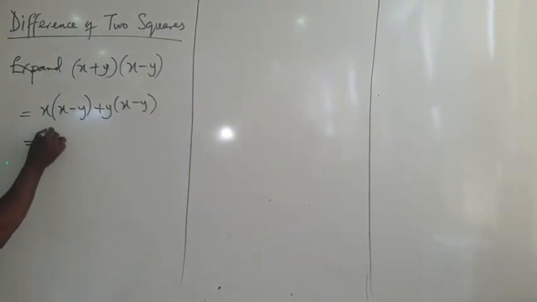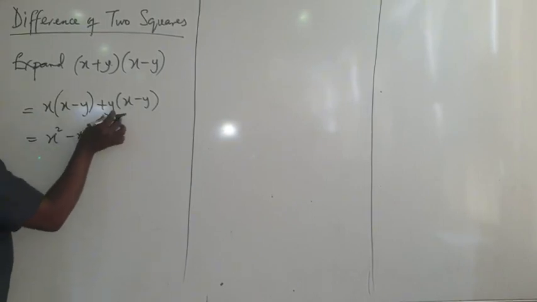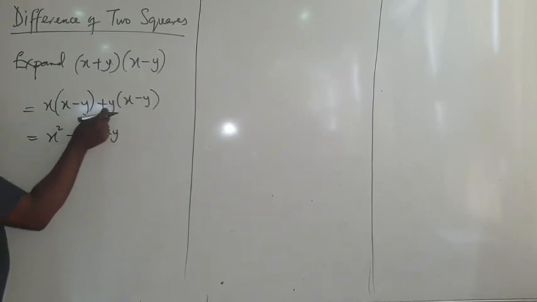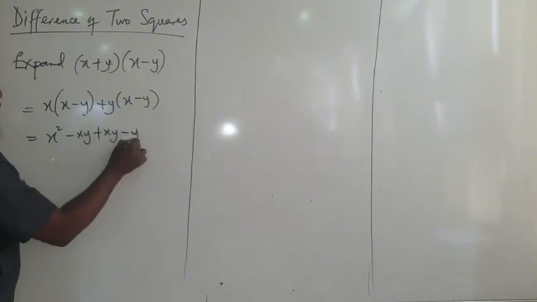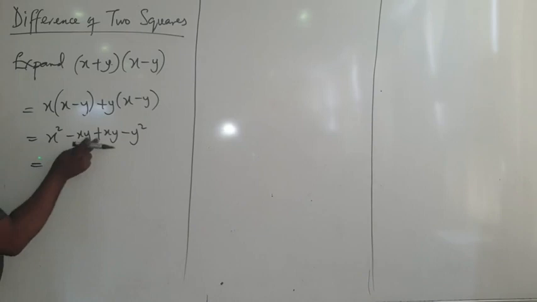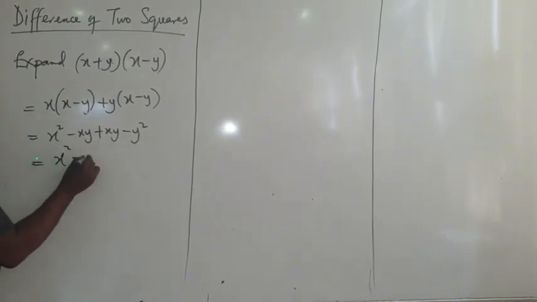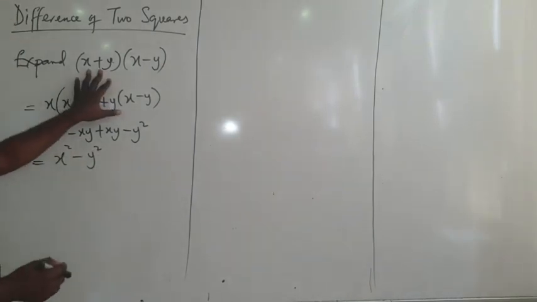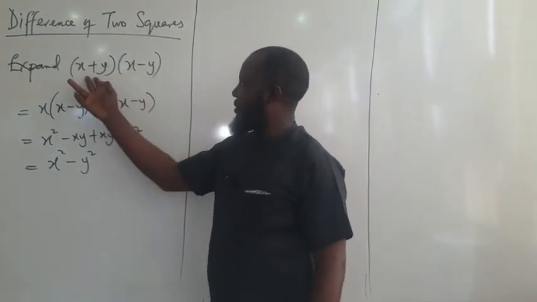This will give us x squared, and then minus xy plus xy. Y times x is the same as xy. So y times minus y will give us a minus y squared. Now let's complete it. Minus xy plus xy gives 0. So that means we're going to have x squared minus y squared.